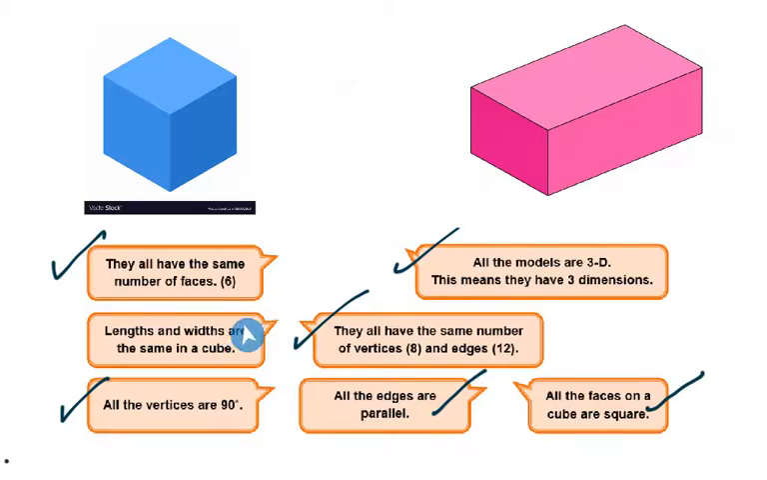Lengths and widths are the same in a cube. Sorry, I've ticked those two, and I shouldn't be ticking those two because they're something that's different. My apologies. So on a cube, all of the edges are the same length. On a cuboid, we have different length edges. So the only thing that's different here are the shape of the faces, some being square, some being rectangles on the cube, or just all rectangles. On a cuboid, sorry, but on a cube, they're all squares.